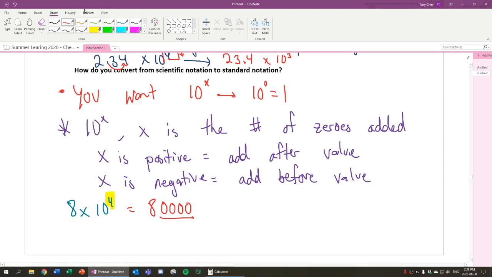Okay, but what happens if you have, let's say, 8 times 10 to the negative 4? Well, in this case, the negative 4 means that you have 4 zeros before the 8. So you're going to have 0 decimal. So it's always 0 decimal, then 1 zero, 2 zeros, 3 zeros, 4 zeros, then the 8. There's 4 zeros right there.